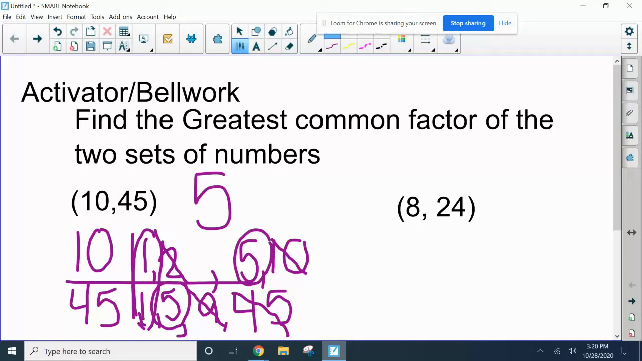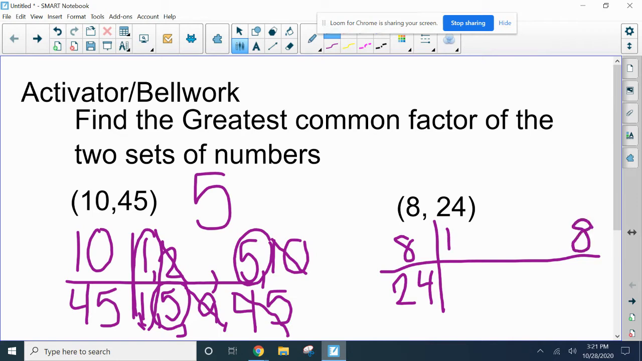And we can go ahead and do the same thing for 8 and 24. I'm going to go ahead and do this, and I'm going to show you something. So I know 1 and 8, 2 and 4, and not 3. And we've met in the middle.